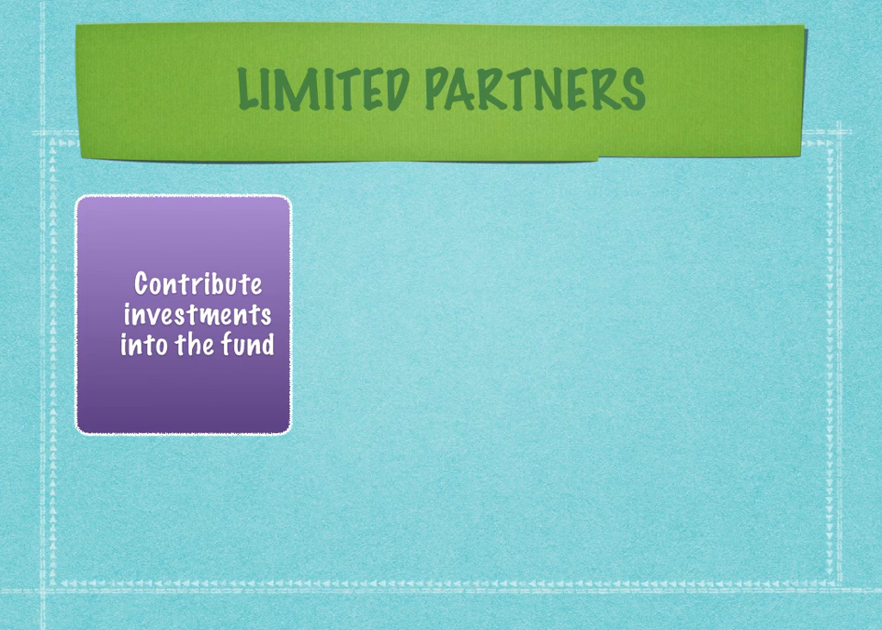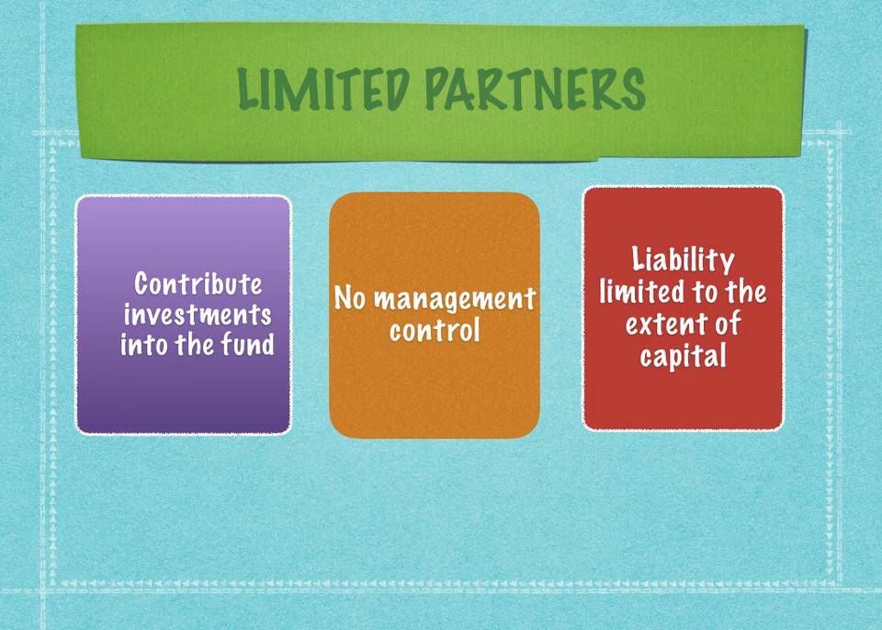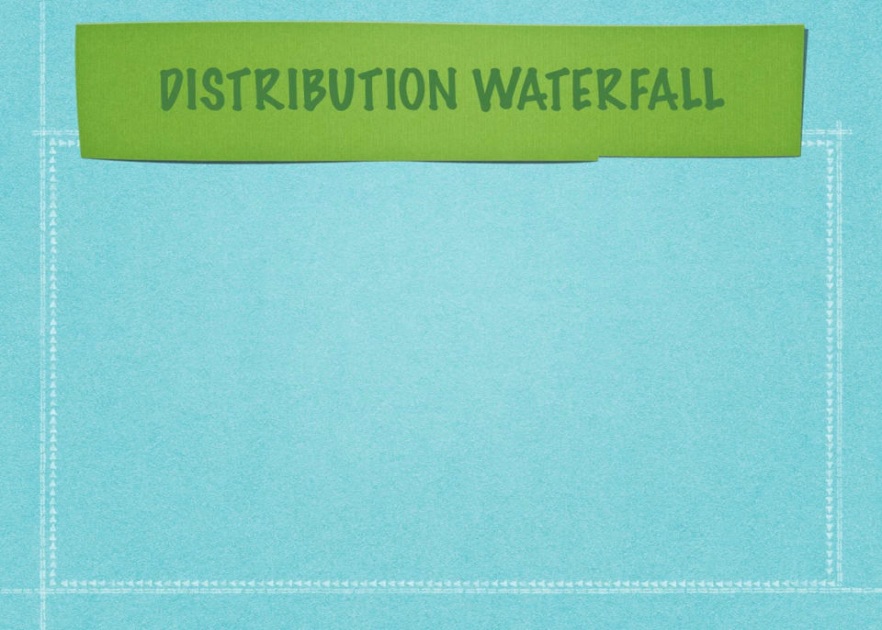Limited partners, on the other hand, contribute investments into the fund. Their contribution is restricted to capital contribution. They do not necessarily have much management control, except if there is some kind of fraud, discomfort, or operational issues with the hedge fund. Limited partners do not otherwise interfere in the day-to-day operations of the hedge fund. They have limited liability to the extent of their capital. So it's clear that limited partners are the ones who contribute capital, and general partners are the ones who run the show with the contributed capital.